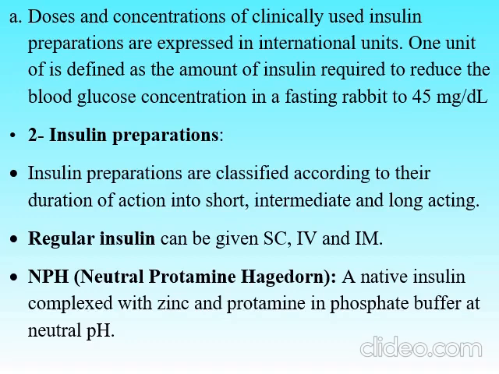Insulin preparations are classified according to their duration of action into short, intermediate, and long acting. Regular insulin is mainly considered short acting. It can be used subcutaneously, intravenously, and intramuscularly, and can be used in emergencies intravenously. NPH, or neutral protamine Hagedorn, is a native insulin complexed with zinc and protamine and phosphate buffer at neutral pH.